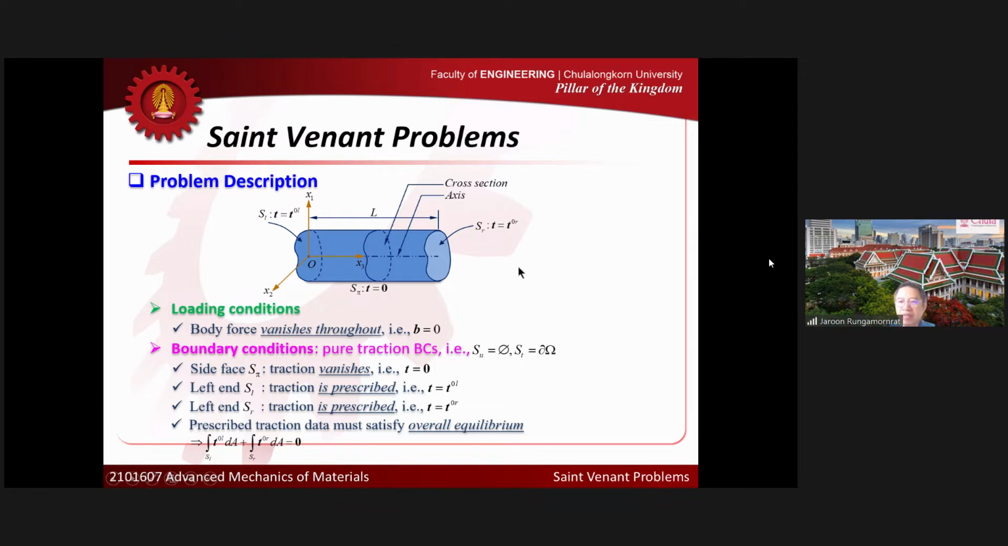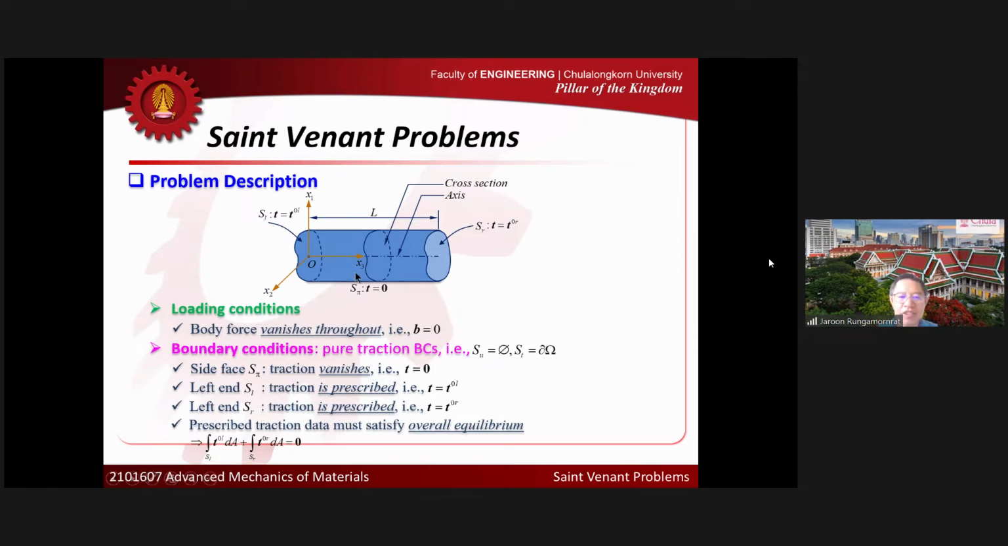So if the net force is non-zero, the body will undergo motion, right? We will have acceleration. That particular case is not of interest here. So we just look at the case where the body is in static equilibrium.